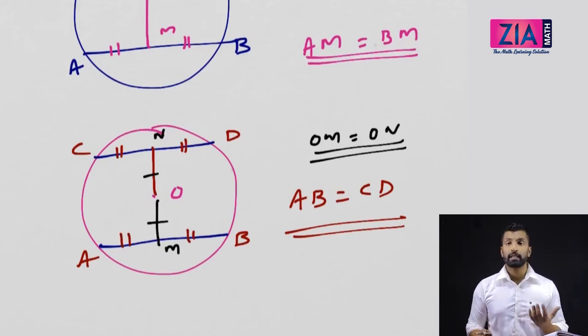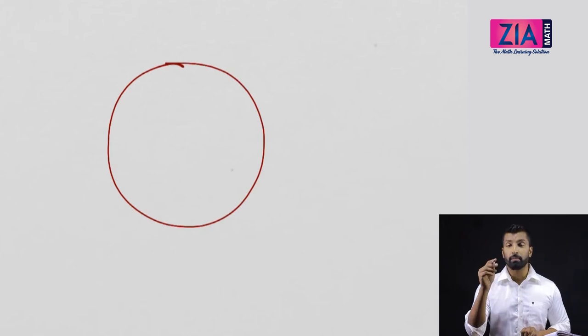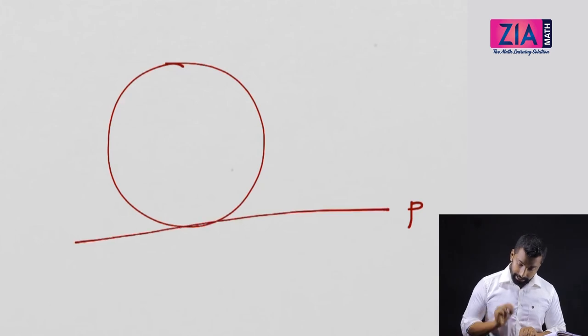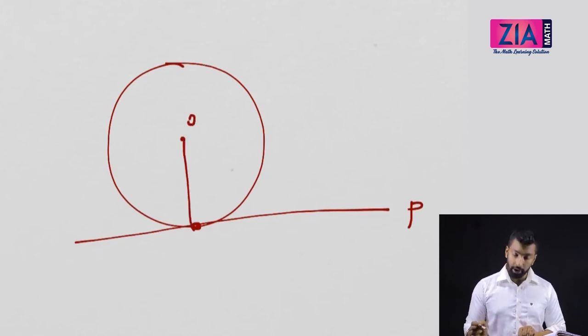We will be using these properties when we are looking at problems later. Now, another important property, which will be useful in many questions: you take an external point, let's mark it as P, and you make a tangent, touching the circle at this point. From center O, if you drop a line to the point of contact, this angle will be 90 degrees.